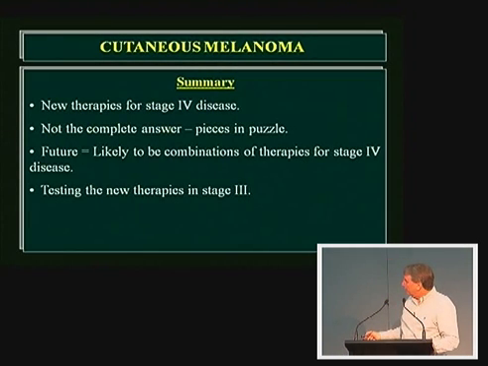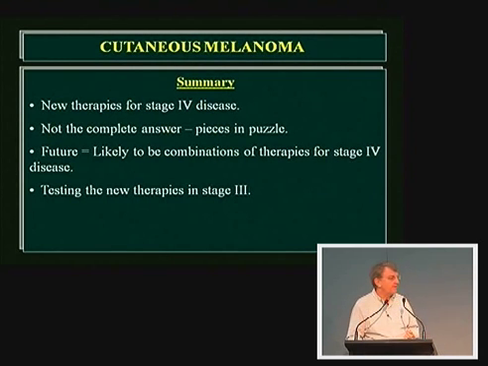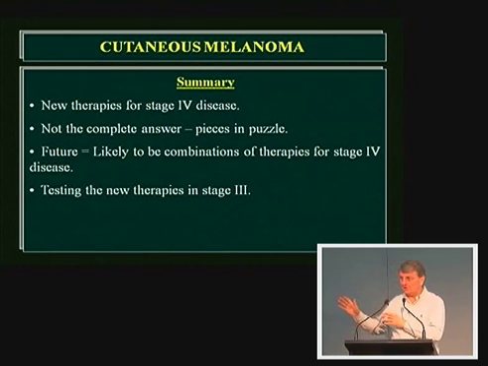So the summary is we now have, in the last 5 years, new therapies for stage 4 disease that we didn't have. It's not the complete answer. They're pieces of this puzzle. The future is likely to be combinations of these therapies, especially for stage 4 disease, and the future will be testing these new therapies in stage 3 disease, lymph node disease, before people get to stage 4. Because stage 4 is probably another level of immune compromise in an individual patient.